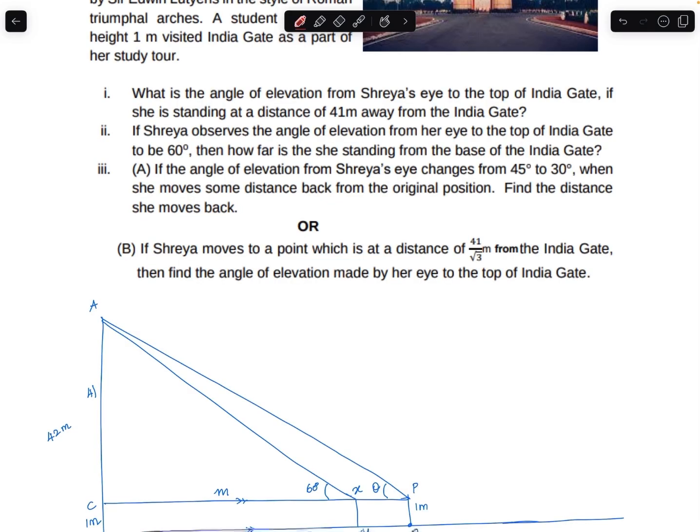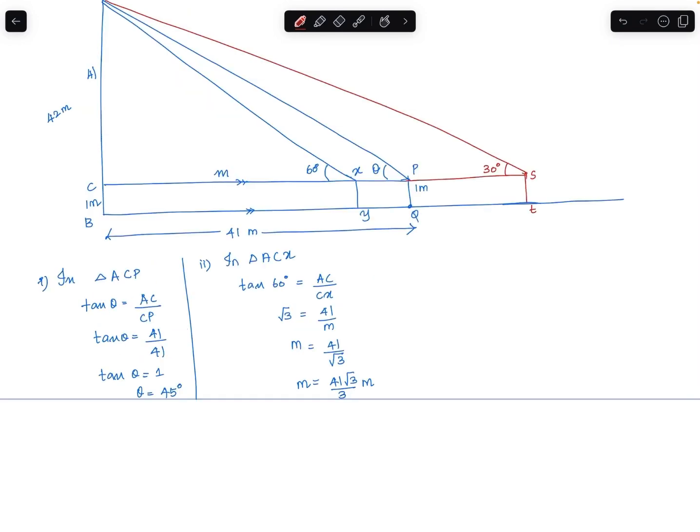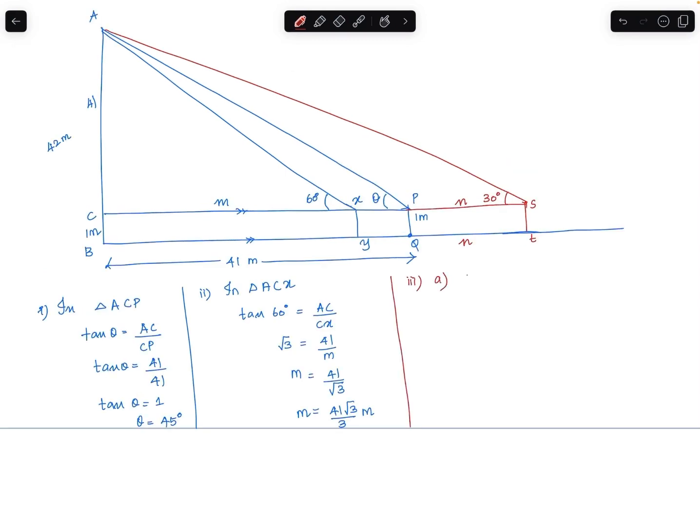Question 3, subdivision A. If the angle of elevation from Shreya's eye changes from 45 to 30 when she moves some distance back from the original position, find the distance she moves back. Let's take the new position of Shreya as ST. Connecting P and S and also A and S. Assume the distance she has walked away from the base as N.